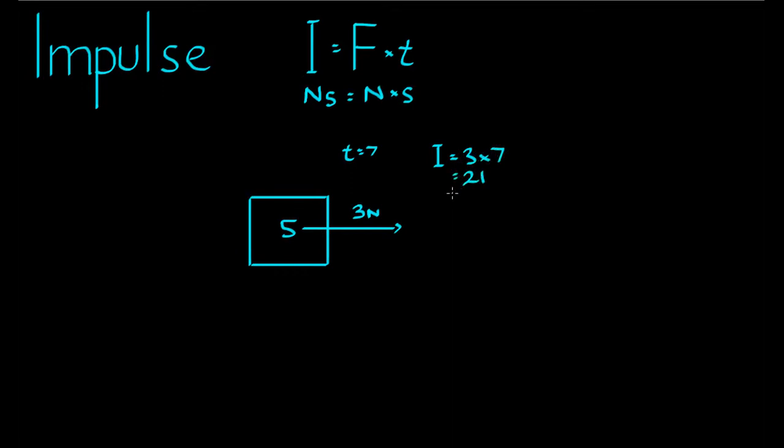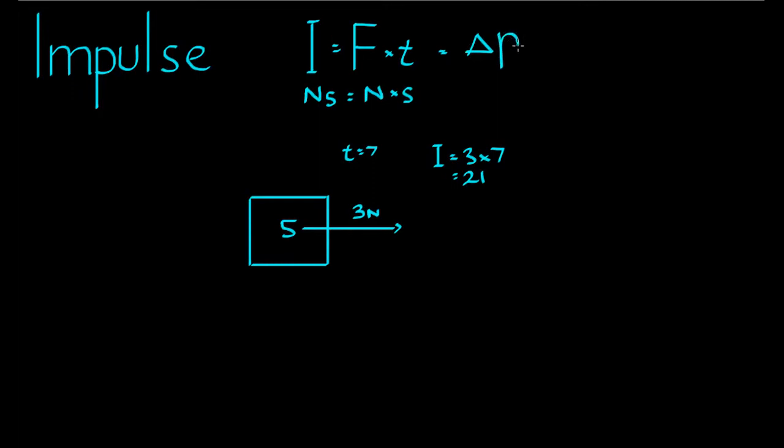Now the units for impulse are newton seconds. Since force has units newtons and time has units seconds, you can just write the two units together like that, Ns, newton seconds, newtons times seconds. Here is the really important thing about impulses. F times t is equal to the impulse, and the impulse is equal to the change in momentum of an object.